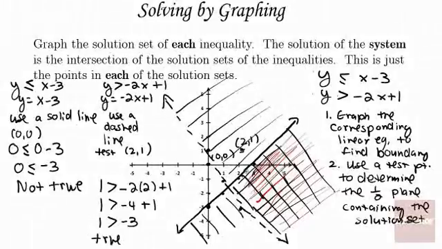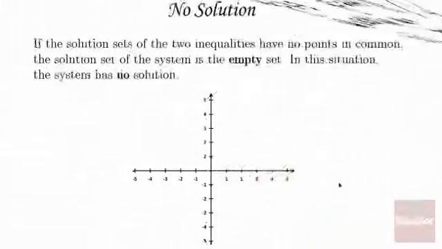Okay, so the area bounded by this line and including that line, that's the boundary line for the system of equations. And then the boundary line over here is the dashed line. So this line is not part of the solution set. So the technique: graph each of the inequalities, find their solution sets, and then find the area that is the intersection of the two solution sets.